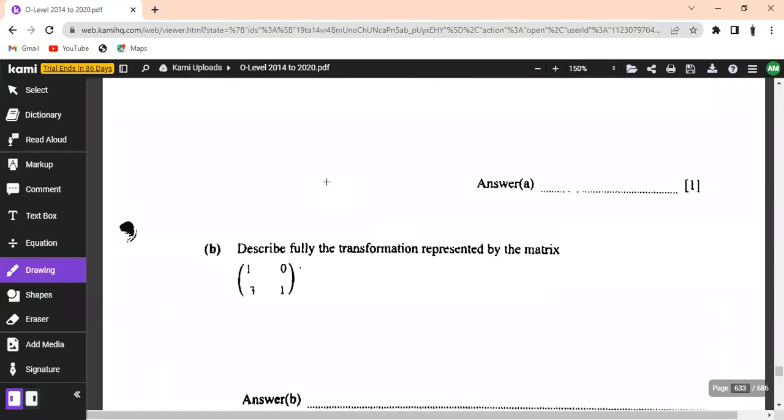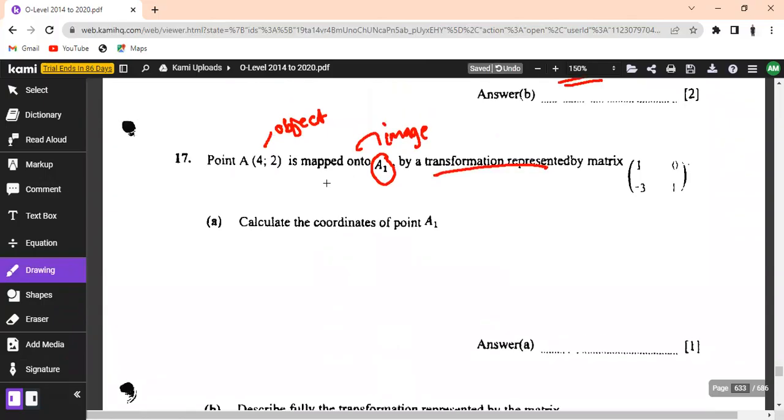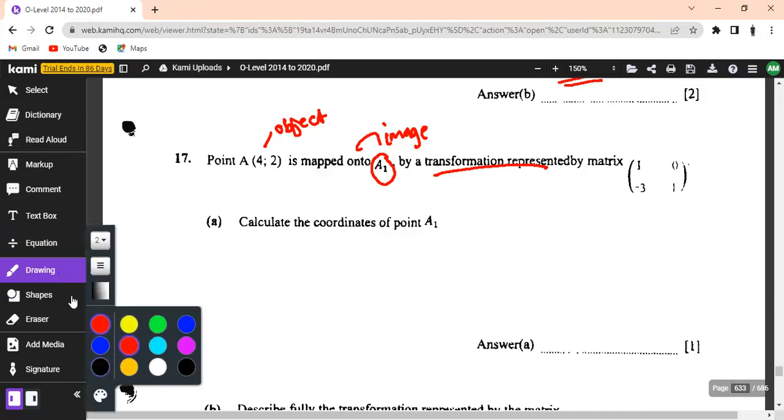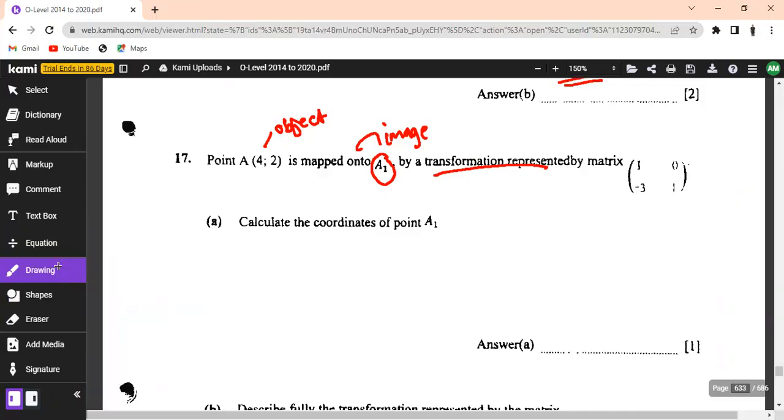Is this 1 minus 3 or is it 1, 3? It's a minus. I'm just taking this as a minus, guys, because when this paper was scanned, it was not that clear. If it is a plus, it's fine, use it as a plus, but I'm just going to take it as a minus. So this is your matrix here, 1, 0, minus 3, 1.